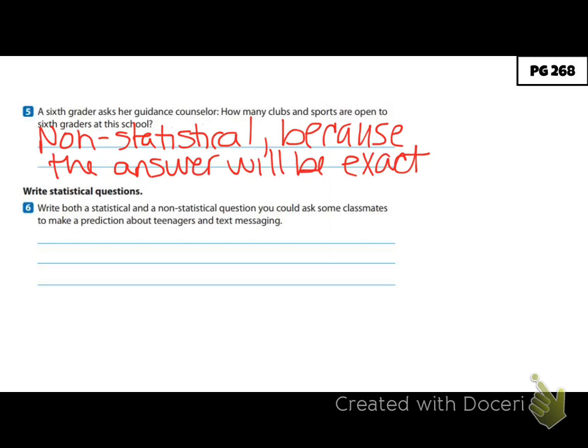Number 6, we're going to write a statistical question. So it says write both a statistical and a non-statistical question. You could ask some classmates to make a prediction about teenagers and text messaging. So this one's really up to you guys. What kinds of questions could you ask that would be a statistical question about teenagers and text messaging? As long as the answer that they provide will vary, that you'll get different ones, it would be a statistical question. For it to be a non-statistical question, they would have to answer the same thing. So go ahead and write down your statistical and non-statistical question about teenagers and text messaging.